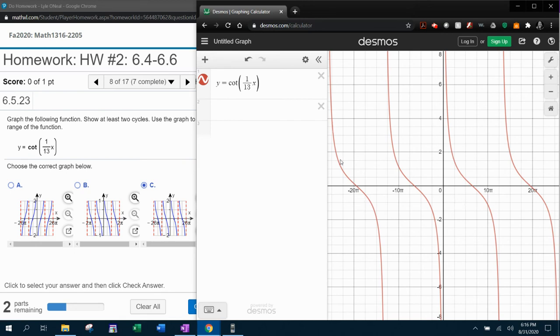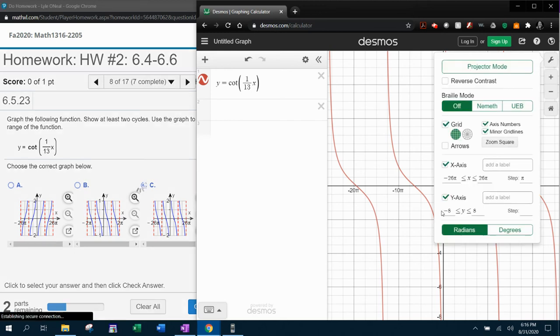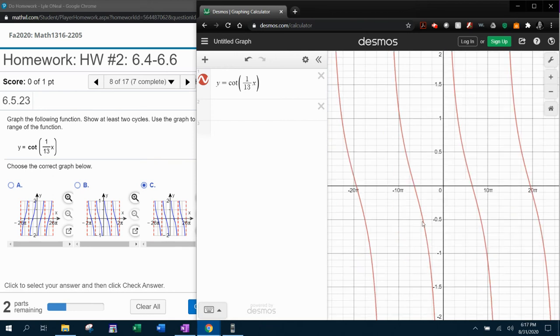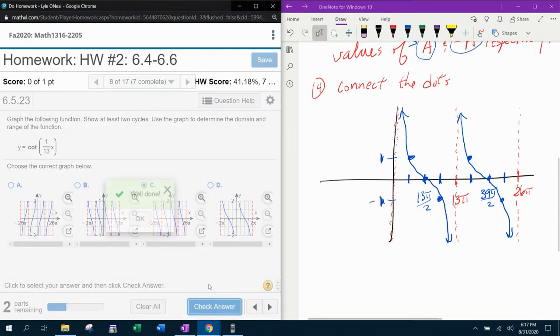How many squiggles is this? 1, 2, 3, 4 complete squiggles. Answer choice C, 1, 2, 3, 4 complete squiggles. And then notice it goes from negative 2 to 2 on the y-axis. And if I want to change that, I can, just to make sure it looks exactly the same. And then this graph now has the same dimensions as answer choice C, and therefore it should look the same. And it looks really close. So I feel really good about answer choice C now that I've checked it with Desmos. Yay.